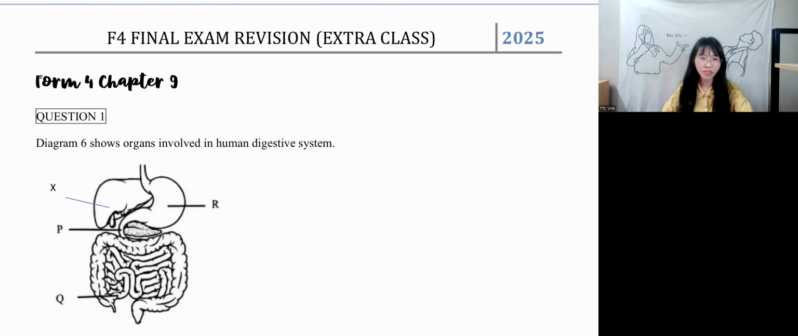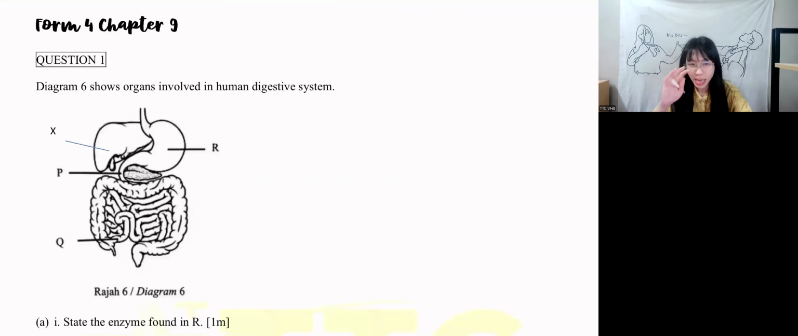Diagram 6 shows the organs involved in the human digestive system. Okay, we're going to start with labeling first. First, we're going to start with R. What is R? R is the stomach, correct? R is stomach. Okay, what is X? X is liver.